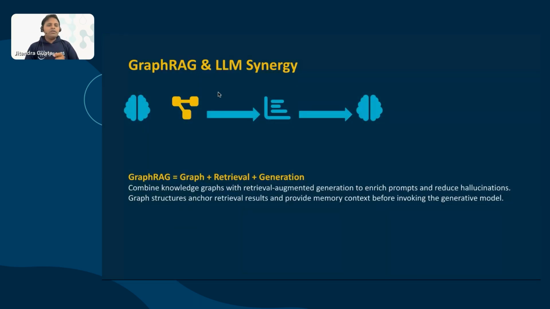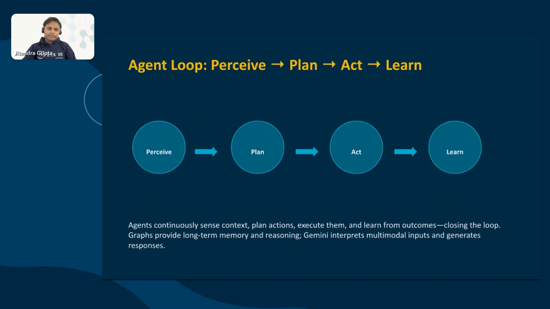Now let's look into the graph RAG and LLM synergy here. So here we are looking at combining the knowledge graphs with the RAG itself, the retrieval augmented generation, which overall enriches the prompt that we write, and it also reduces the hallucinations altogether. The graph structures or anchors our overall prompting, and at the end also provides the memory context before we invoke the generative AI models, right?